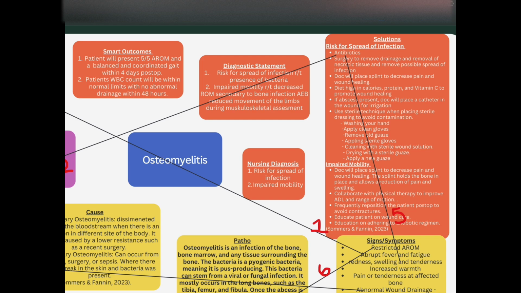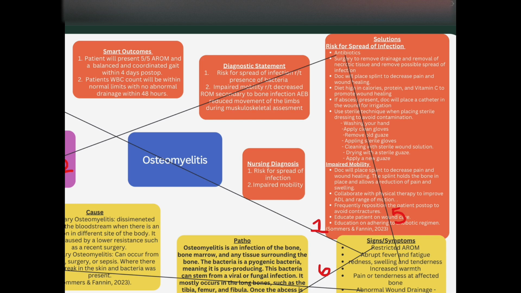We want to wash our hands and apply our clean gloves. We want to make sure we're removing all of the old gauzes. We don't want to just keep piling up gauzes in the wound. We want to make sure we are applying sterile gloves. We want to clean with a sterile wound solution, dry with a sterile gauze, and then apply a new gauze.